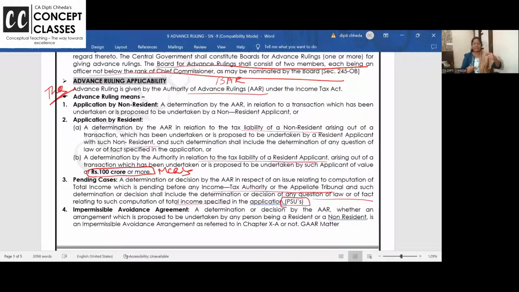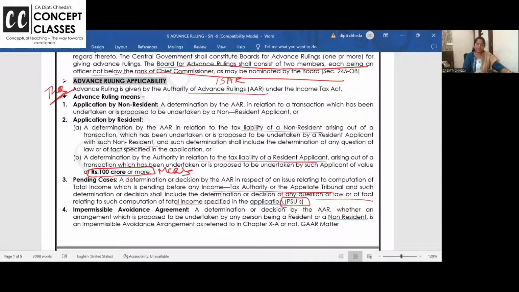Three are already over. First, the applicant is a non-resident for his own tax liability. Second, a resident for a transaction with a non-resident. Third, a resident for any transaction above value 100 crores. Fourth, if your case is pending with ITAT and there is a question of law, one way out is to go ahead to the High Court and Supreme Court.